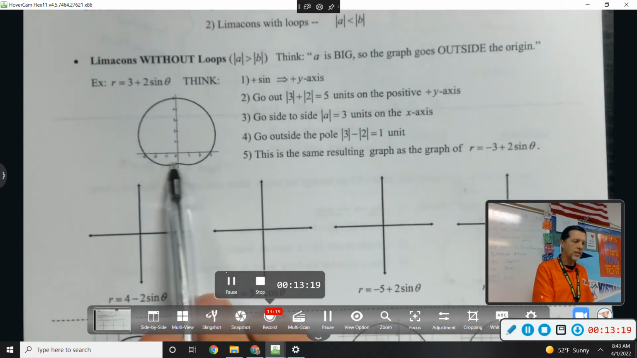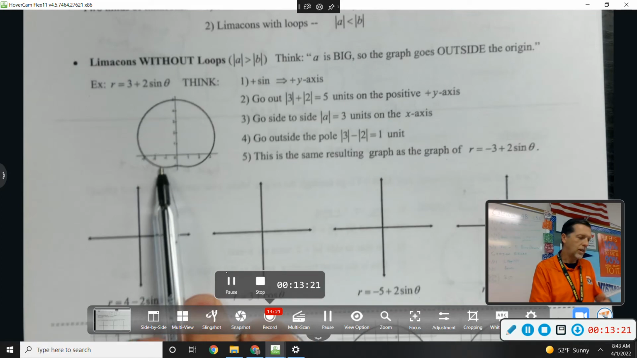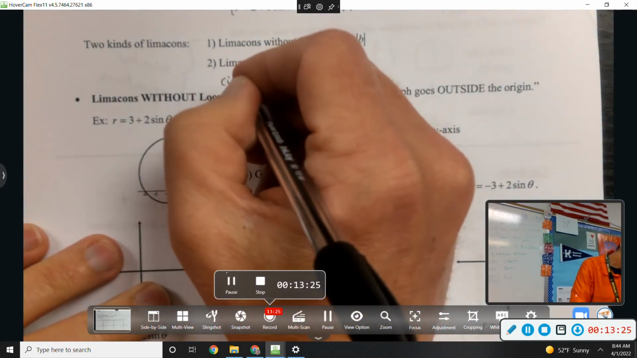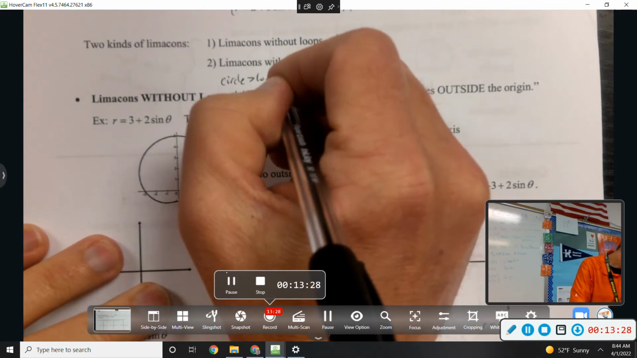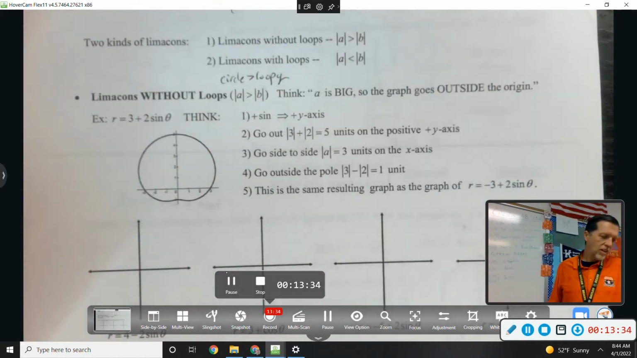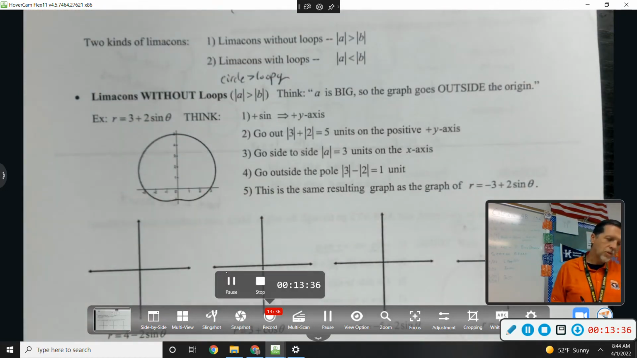So that would be this example right here. Without a loop, if the circle number is bigger than the loopy number, then it's more circular. On the next page, the loopy number is bigger than the circle number, so it has a loop in there.